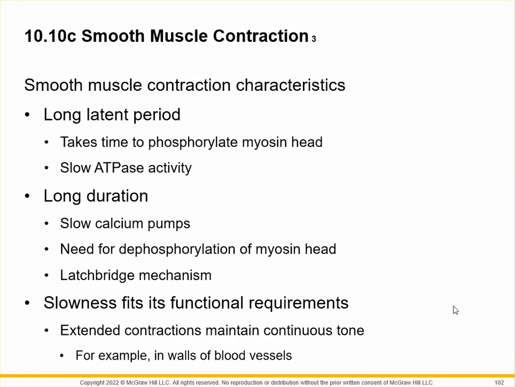There's a huge long latent period. It's very slow ATPase. The contraction is long in duration because it takes a long time to pump the calcium out. We have to dephosphorylate the myosin head, and while it's dephosphorylating, the cross bridge stays latched.